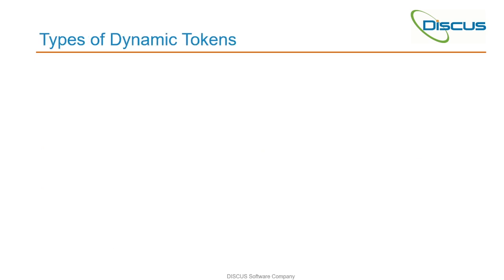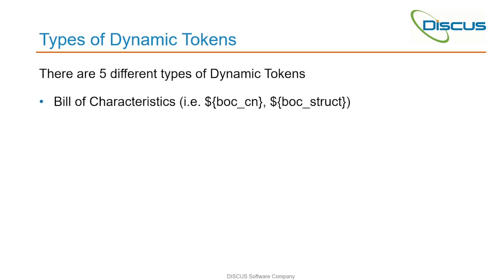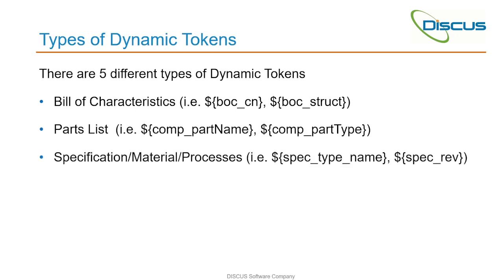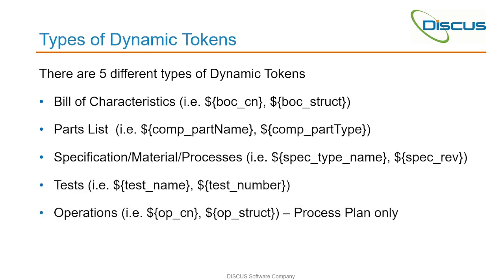Let's go over the types of dynamic tokens. There are 5 different types of dynamic tokens: the bill of characteristic tokens, aka BOC tokens; parts list tokens, otherwise known as comp tokens, which stands for component; specification, material, or process tokens, which are spec tokens; test tokens; and operation tokens, which are process plan exporting only. We will not be making a process plan template in this video. However, you can apply basically everything from this video to your own process plan template if you so wish.